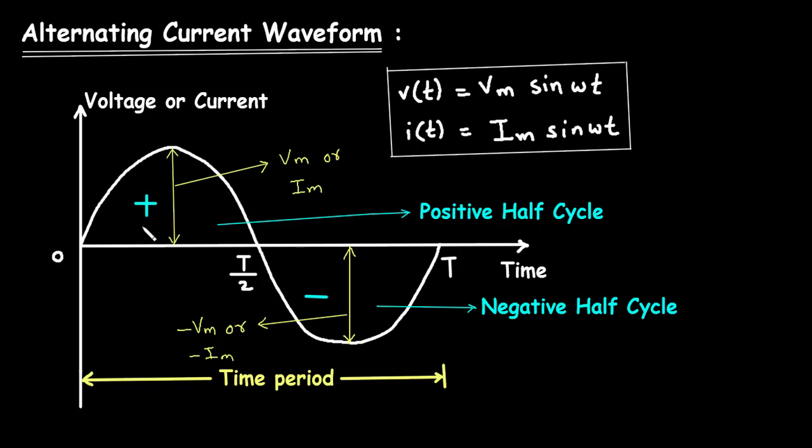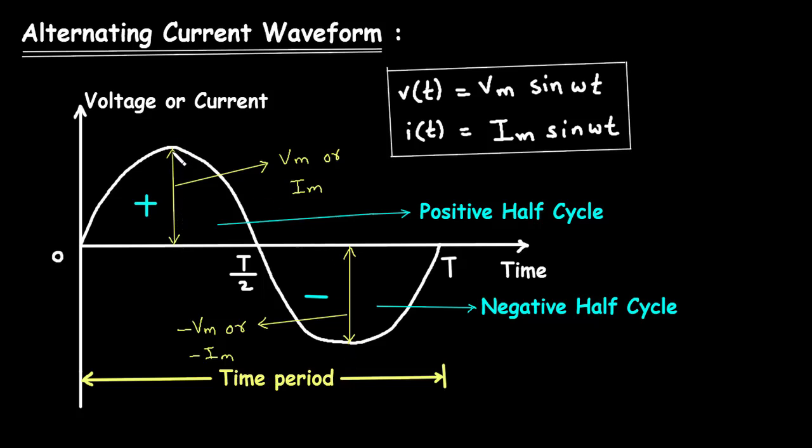This hump is called the positive half cycle, and on the opposite side this is called the negative half cycle. From this 0 to T, it is one complete cycle and it is called the time period. The time it takes to complete from 0 to capital T is the time period, or we can say the time it takes to complete one cycle is called the time period.